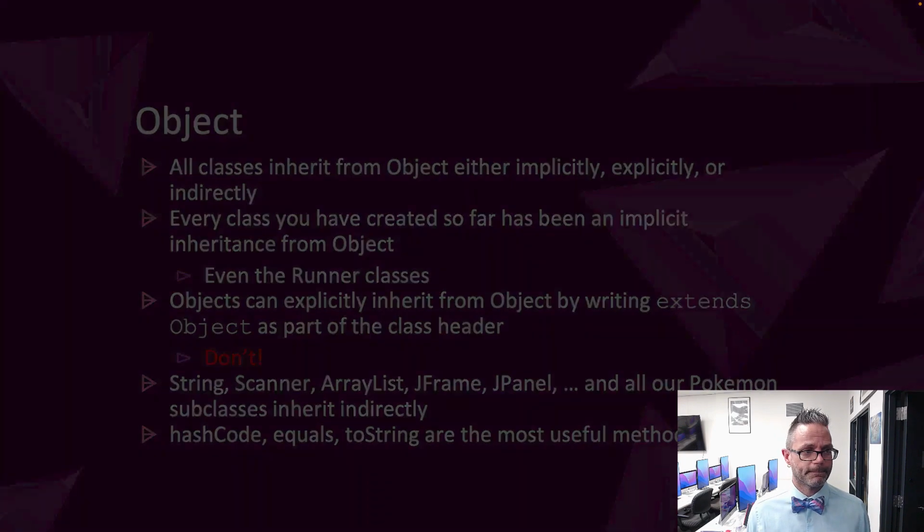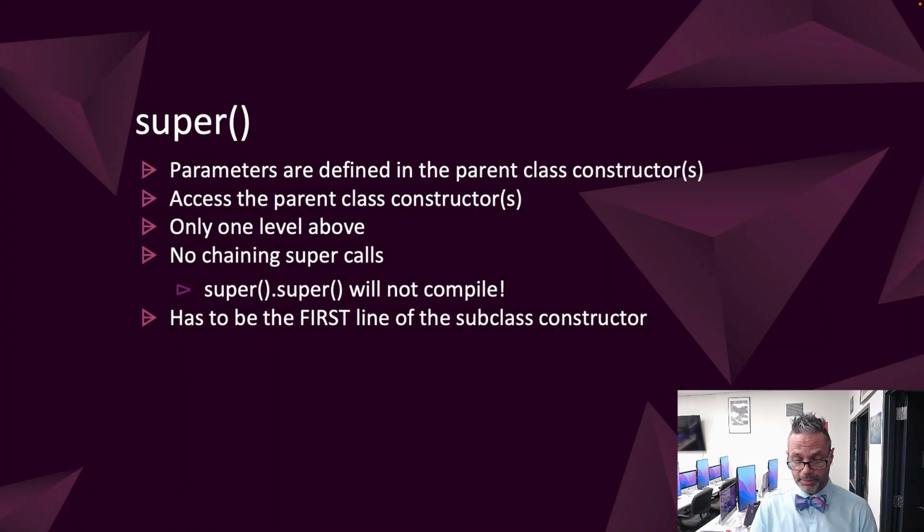Now, we talked a little bit about this earlier. Super parens is how we access the constructor of our parent class. Again, parameters are going to be defined by the parent class's constructor, but we can't see the constructor at all. So instead, we use super parens to reference that parent class constructor, and we send the appropriate parameters to that.